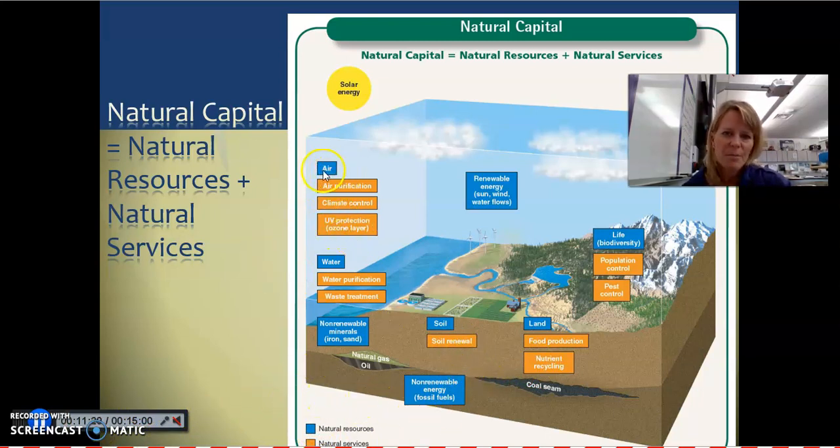Think about another one. You think about that atmosphere, that air. What are some of the jobs that air does for us? Protects us from UV rays, that ozone layer. It regulates climate. So think about jobs when you're thinking about services. What service can I provide for you?